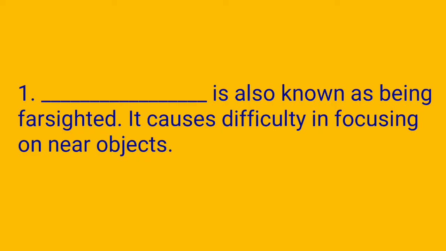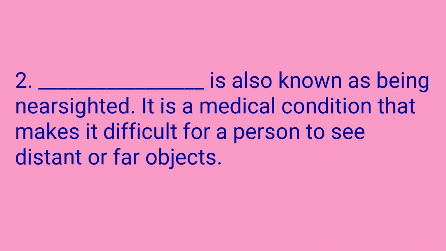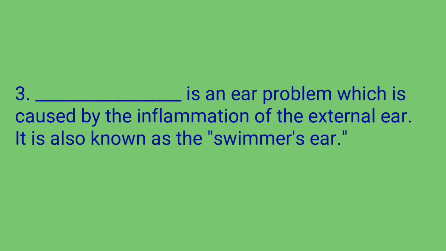Number 1. It is also known as being farsighted. It causes difficulty in focusing on near objects. Number 2. It is also known as being nearsighted. It is a medical condition that makes it difficult for a person to see distant or far objects. For number 3, it is an ear problem which is caused by inflammation of the external ear. It is also known as the swimmer's ear.